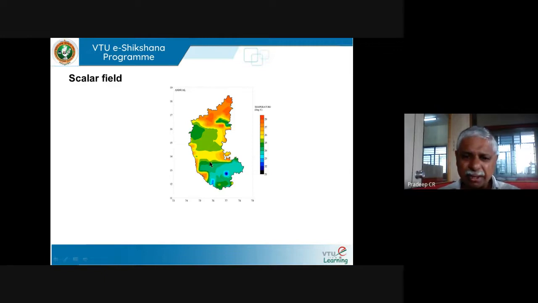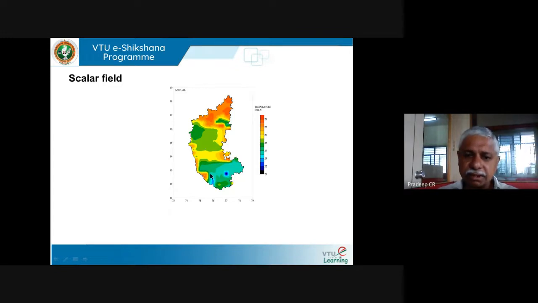So what I'm trying to tell you here is at various points of the map, I can associate what is the mean temperature at that point annually. Means for the whole year I find the temperature and take the average of it. I'm sure you understand that. So at every point I am associating a number. Temperature is a number, it doesn't have a direction, it's just a number. So at every point I'm writing color, but color corresponds to a number by this chart.